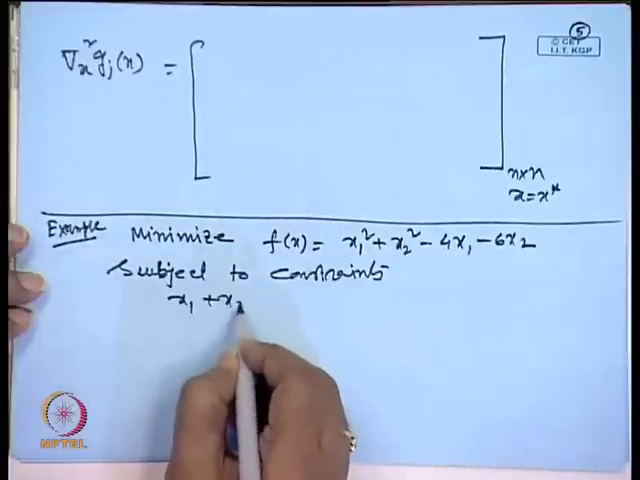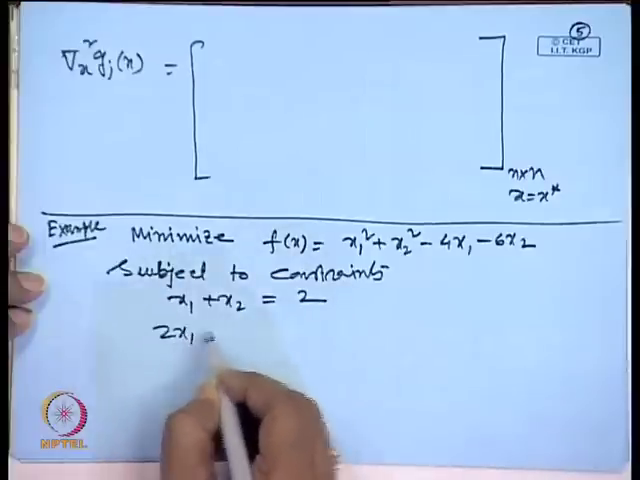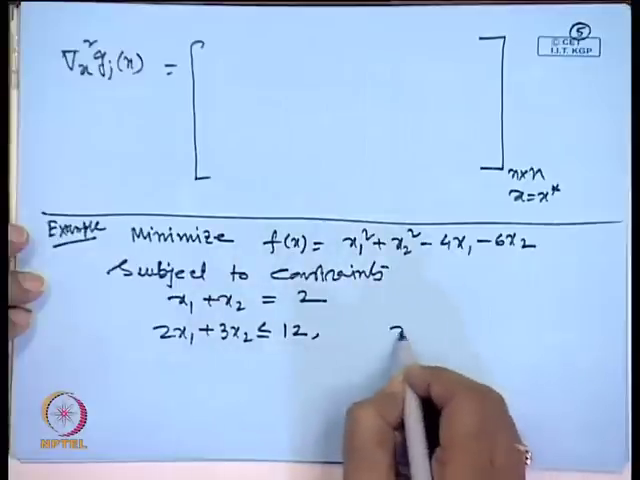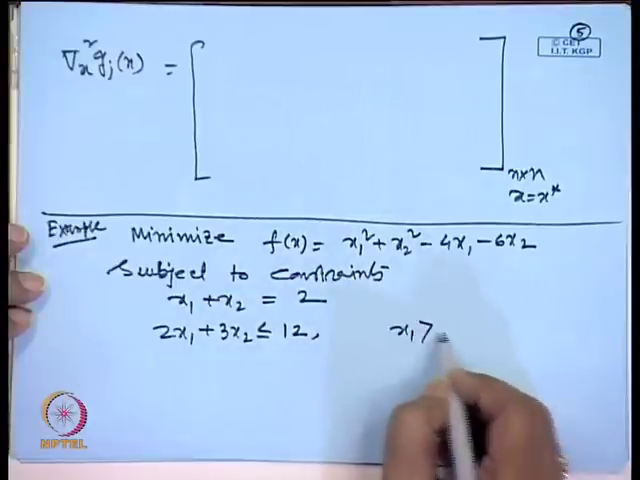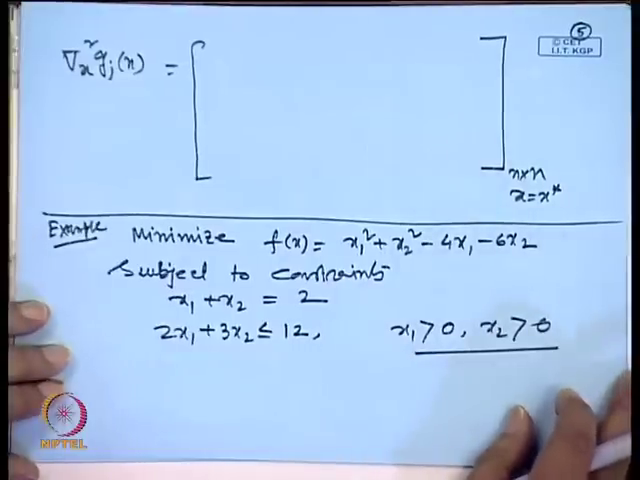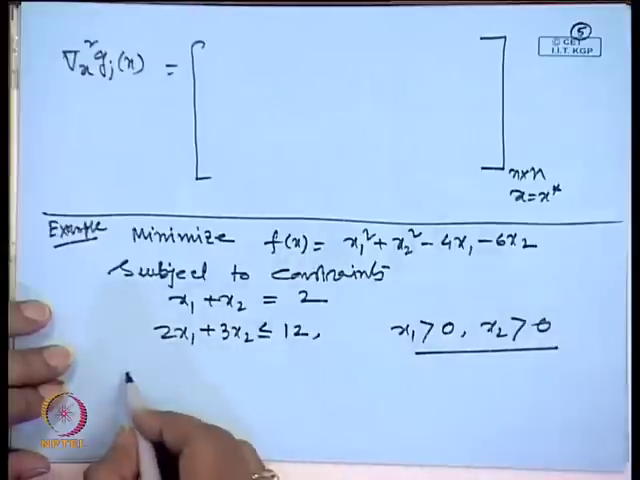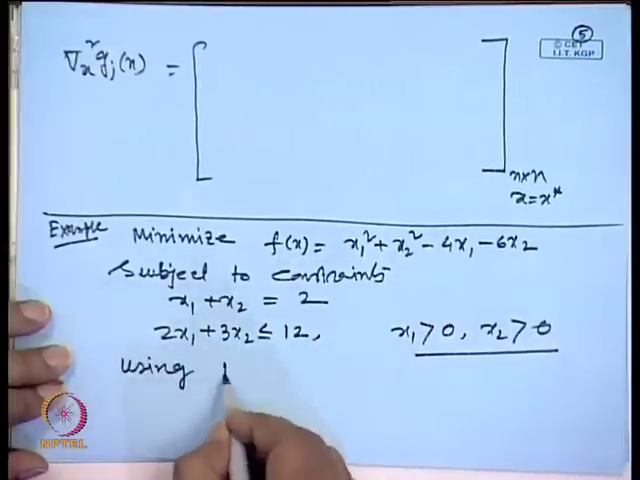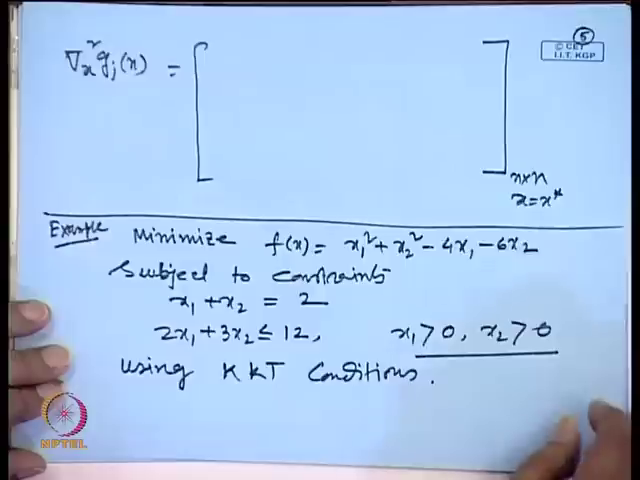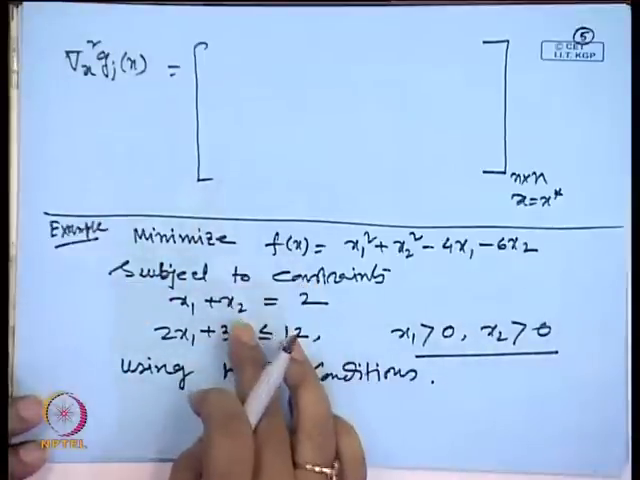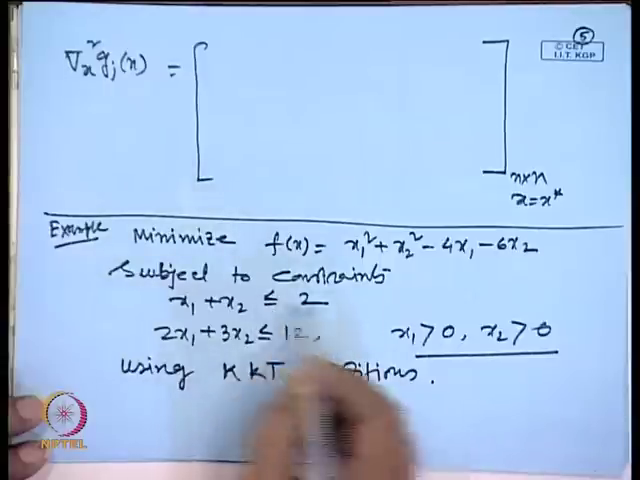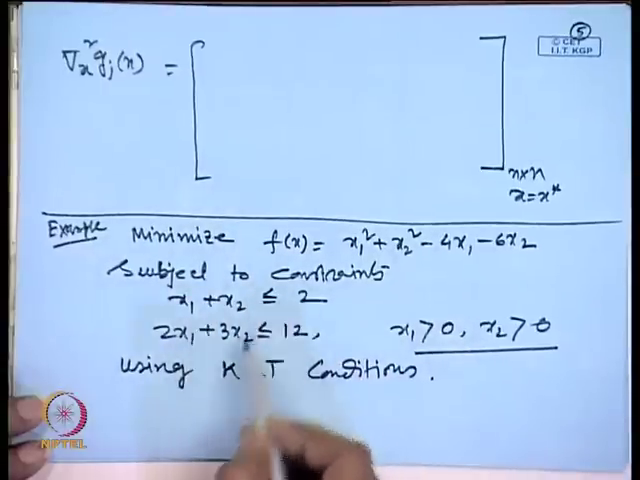x 1 plus x 2 is equal to 2, 2 x 1 plus 3 x 2 is less than or equal to 12, and we are assuming that our side constraints x 1 is greater than 0 and x 2 is greater than 0. This problem you have to solve by using KKT conditions. That is our problem. So, what is our job? Both are inequality constraints.